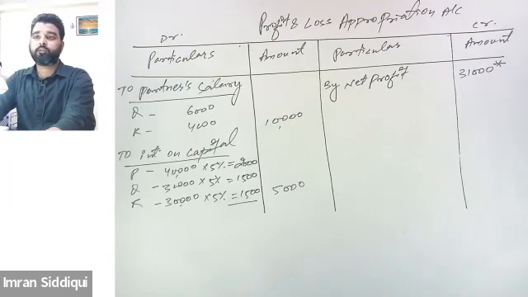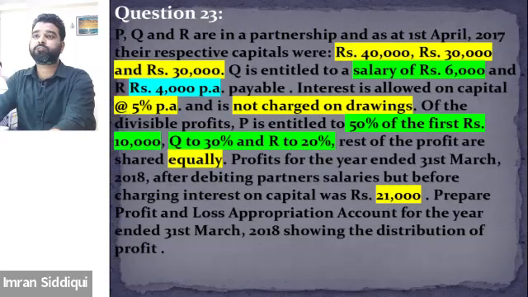Now let's talk about the other expenses. I guess there is no other thing that we need to adjust in the P&L appropriation. We have paid the salary to the partners. We have given interest on their capital contribution. There is nothing more that we need to do. Now, the only thing is that the question is saying in the fifth line that of the divisible profit, P is entitled to 50% of the first 10,000, Q to 30% and R to 20%. The rest of the profit is shared equally.